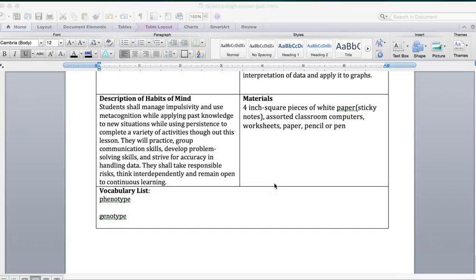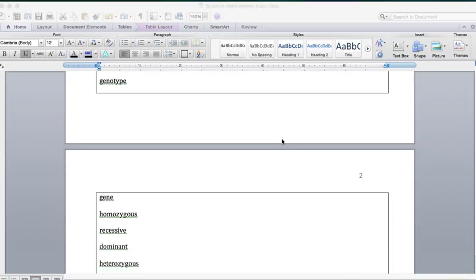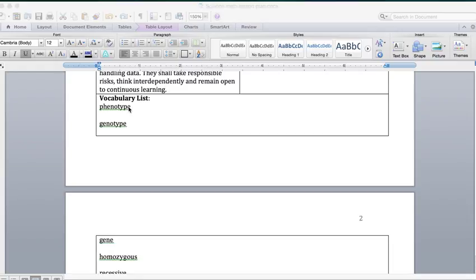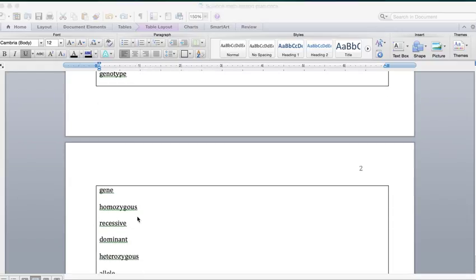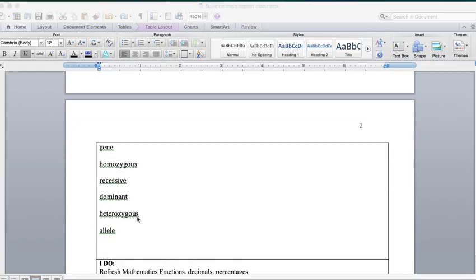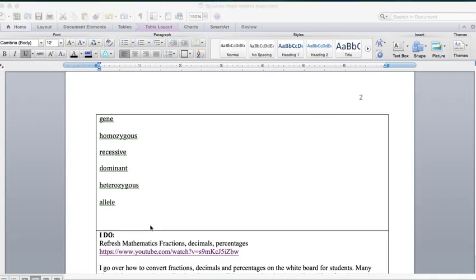So right here you can see the description of the habits of mind and the basic materials that you will need. You will need either a pad of sticky notes or 4-inch squares of white paper, which will work absolutely fine. Your classroom computers, a worksheet, which I have developed, the other one's just some questions, paper and pencils and pens. You can see the vocabulary list is basically anything to do with recessive and dominant gene traits, some things that your children need to know.